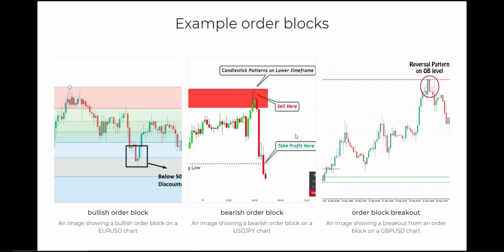So here we've got a few examples of order blocks. Here is a bullish order block, here is a bearish order block, and here, obviously, an order block breakout, if you want to call it. There are many factors you look into, like candlestick patterns. As soon as this order block is formed, price comes here, and a bullish order block is formed, and price, as you can see, goes up higher from there and bounces in the opposite direction.